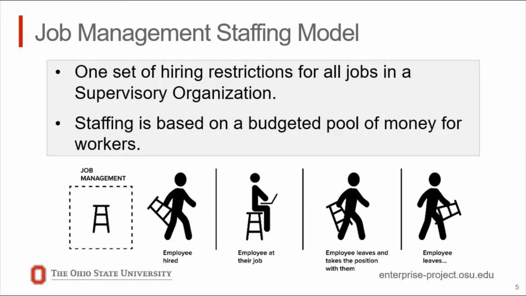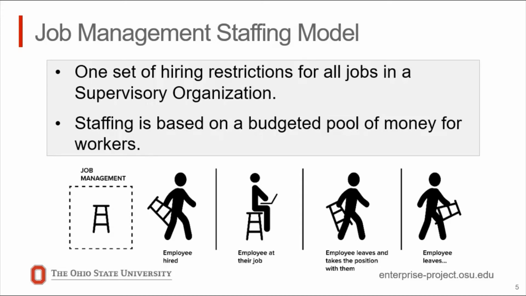Now we'll take a look at the job management staffing model. The job management staffing model is a structure that defines one set of hiring restrictions for all jobs in a supervisory organization, with no specific limits on the number of jobs that can be filled. When an employee is hired into a job management role, they fill a specific job. If the employee leaves the organization, their specific role will not remain available for another individual. They take their chair with them. This graphic shows what the process may look like.